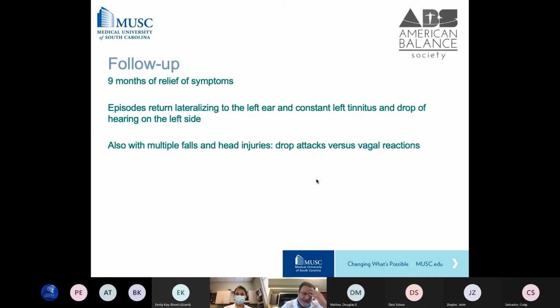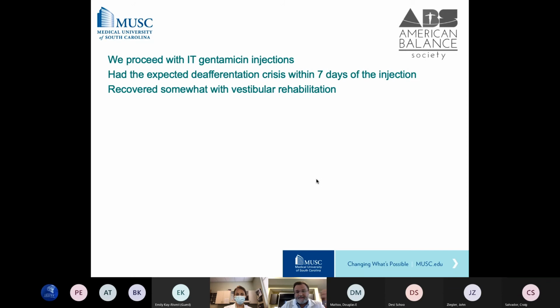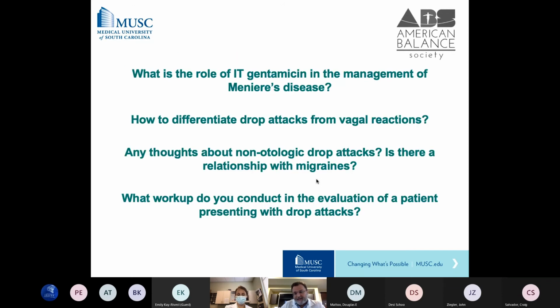And then after 9 months of relief of symptoms, she got assaulted at work, basically, and got hit in the head again. And episodes returned, lateralizing to the left ear, constant left tinnitus, drop of hearing on the left side. And she started having drop attacks. We did gentamicin injections, she recovered somewhat with rehab, and then proceeded eventually, in her case, with a labyrinthectomy. I think I'm running short on time, but I'll wrap this up.